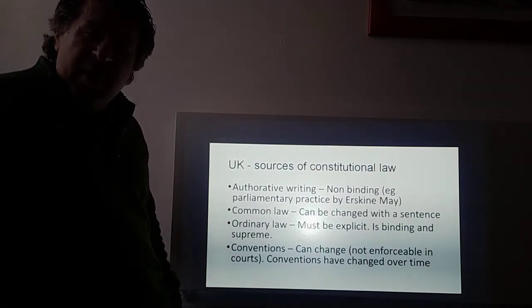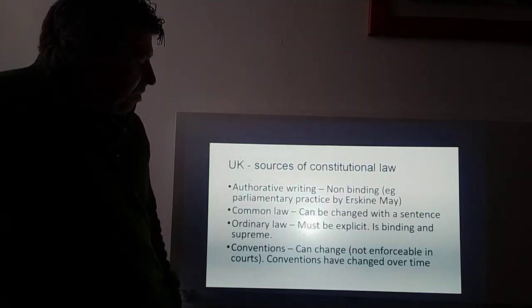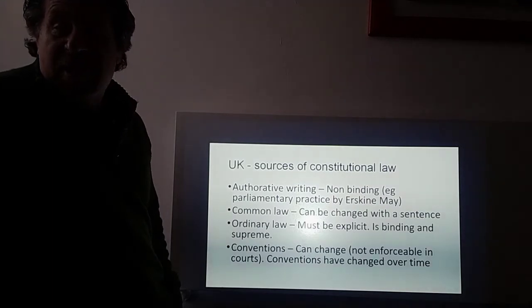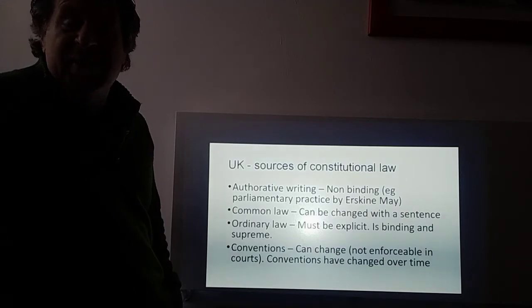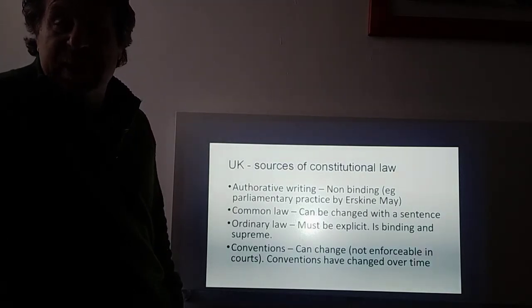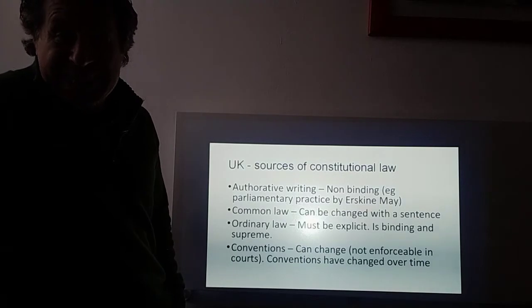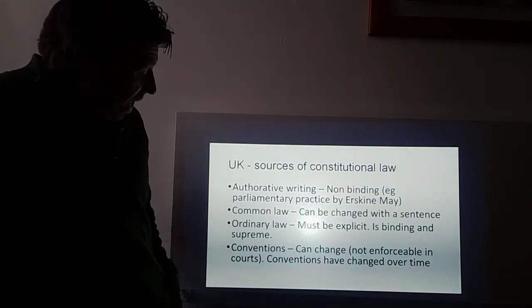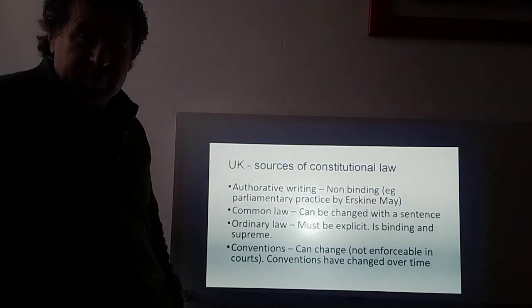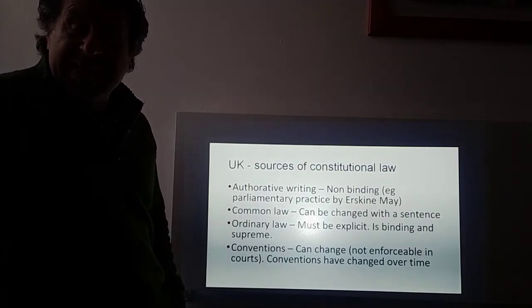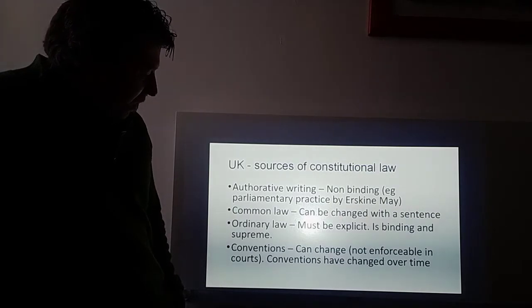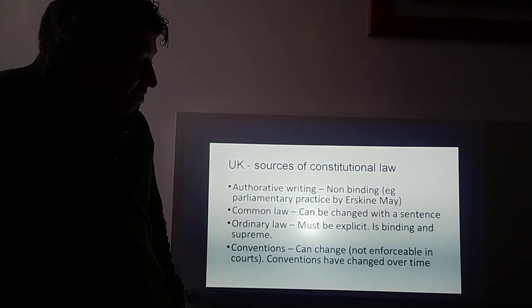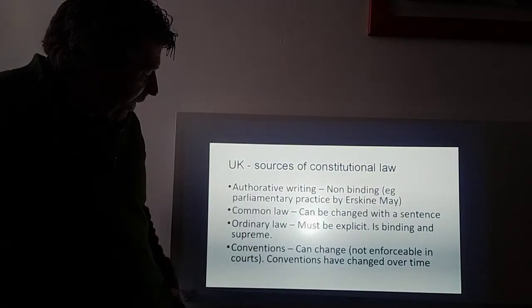There is the convention that the Queen must assent to the law, to any bill of Parliament that's been approved by Parliament. She must assent before it can become a law. This is a convention. But these things can change. Not that they will change, but over time they could. So these are not sure either. And like I said, it's not enforceable in the court.